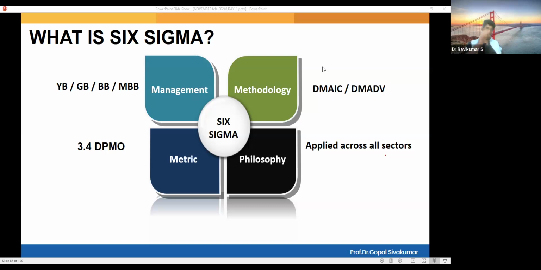DMAIC is for an existing, running, operational project or process or product, a system or service, whatever it is. Say you have a pharmaceutical manufacturing process going on. You want to improve the quality of the batches. You want to find out the defects in the process. Go for DMAIC. You are going to develop a new formula. It is in the initial stages, the development stage. So in the R&D department, use DMADV. Very simple. Remember, DMAIC is for existing, DMADV for new.